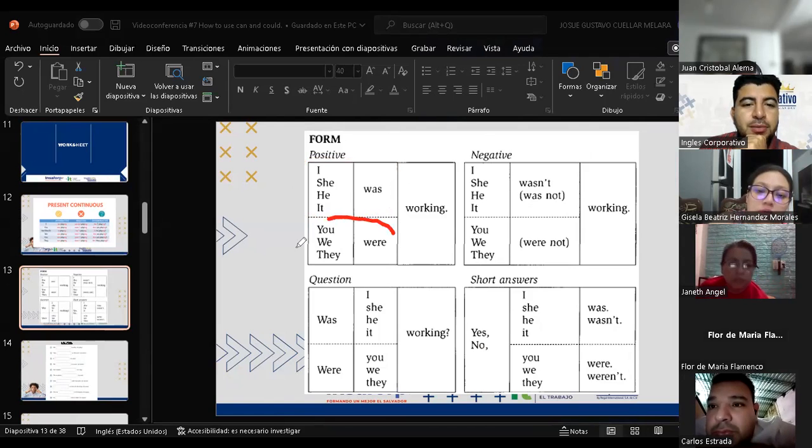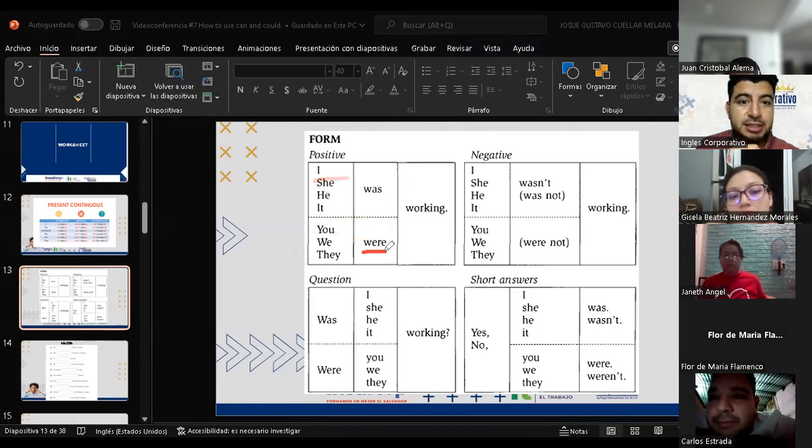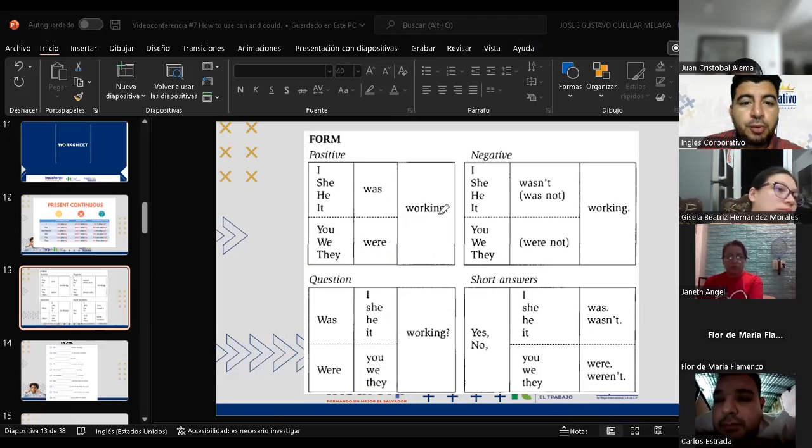Luego aquí para el plural tenemos you were, we were, they were. El you, aunque esté aquí o se ubique aquí, siempre vamos a utilizar el were. Miren, fácil. She was working o you were working. Negativo. She wasn't o she was not working. You were not o you weren't working.